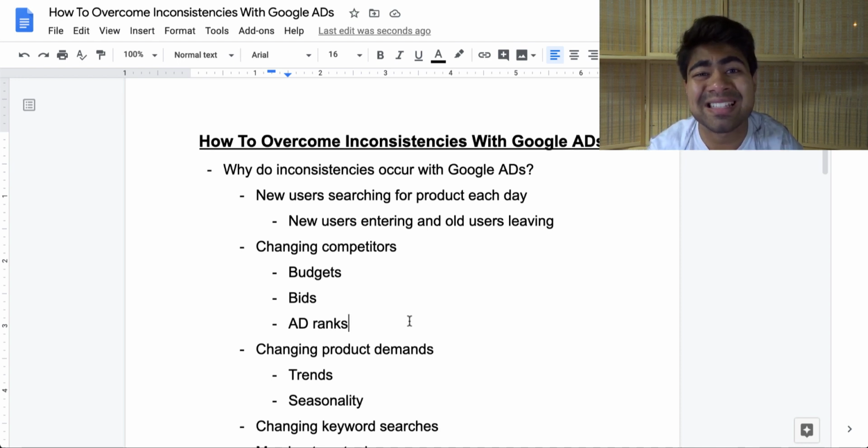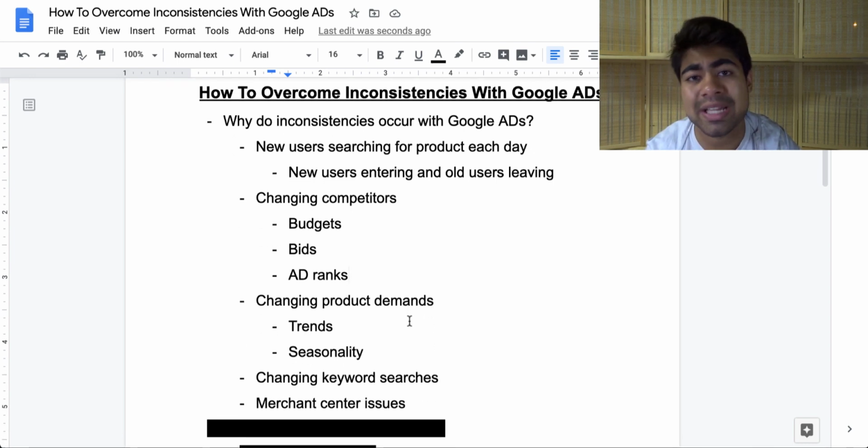And you will only be consistent again when somebody else replaces that person that just left and starts wanting to buy a printer. And that is exactly why it's so important to find products with good monthly search volume, specifically above 20,000 to 30,000. I'll be going more in depth into that very shortly.